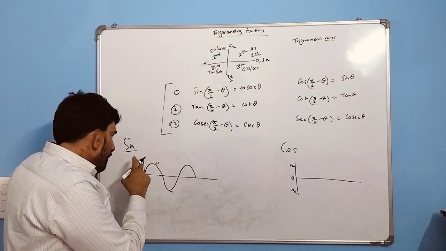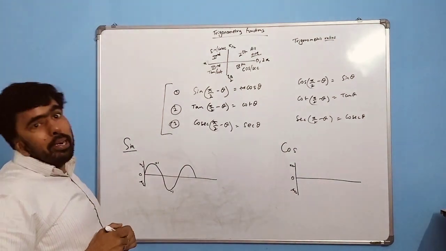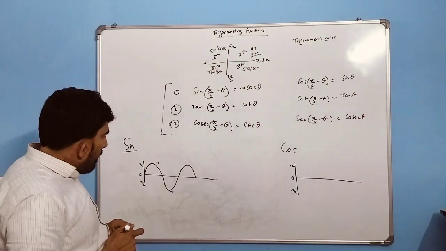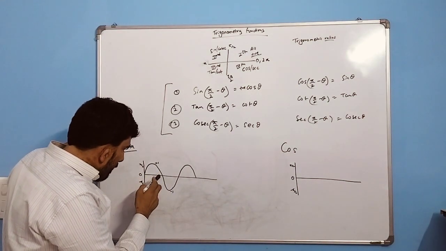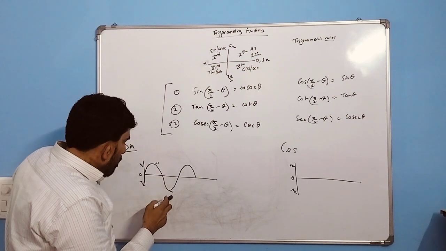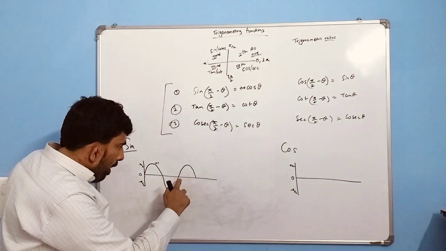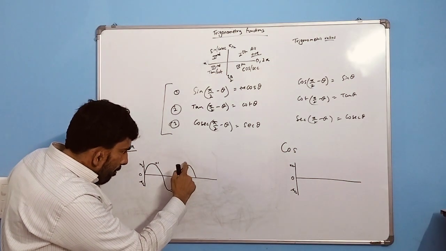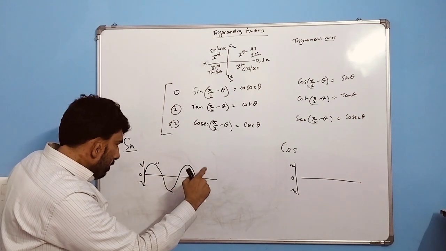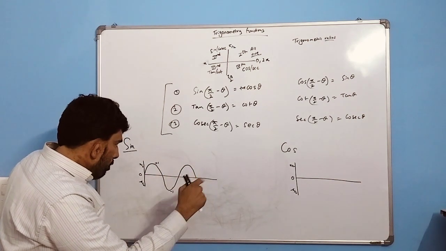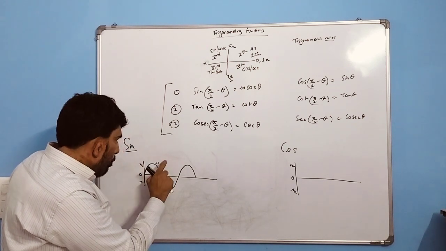See, 0, 90. Then after 90 we go to 180. Okay, so at 180 we have the value again, it's 0. Then from 180 we move to 270, then we have 360. So by 90 it moves around like this. So its maximum value is now plus 1.